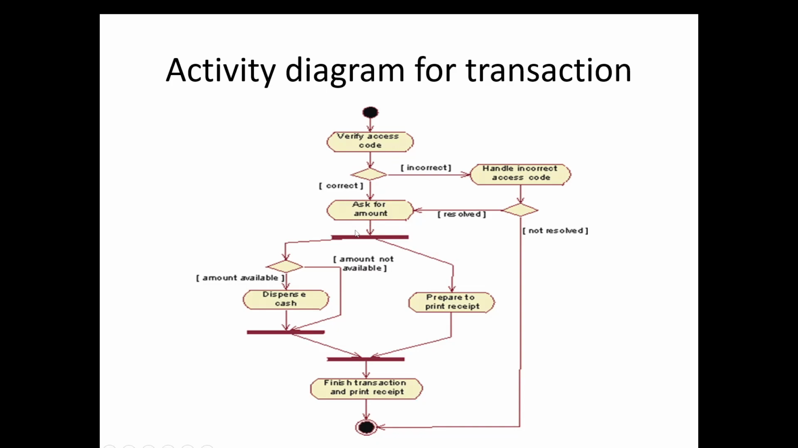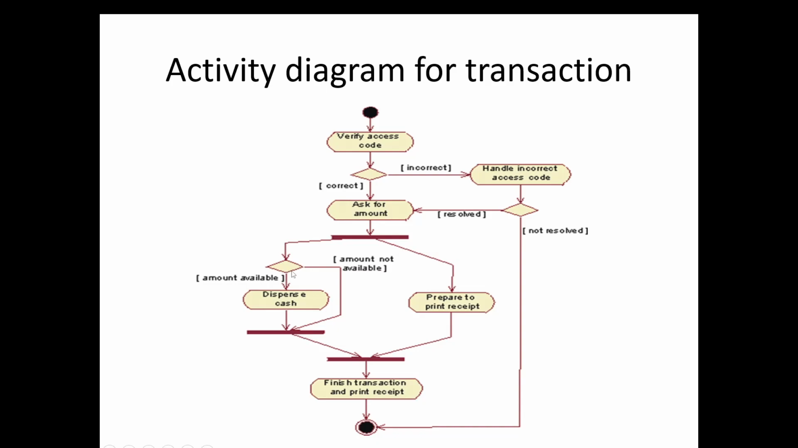So here, ask for the amount. Now when you enter the amount, if the amount is available, it will simultaneously take two actions. It is simultaneously checking whether the amount is available or not, and if it is available, it is simultaneously printing the receipt. So here we have used a fork, because on this particular activity we have multiple actions.